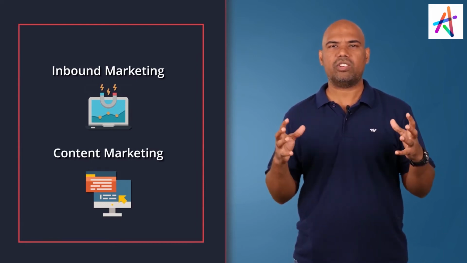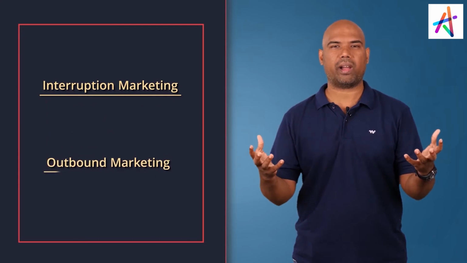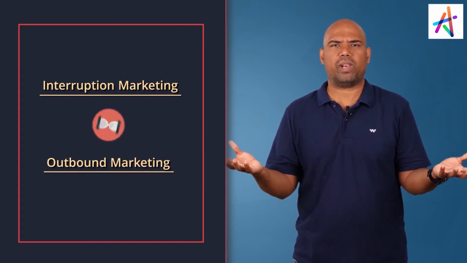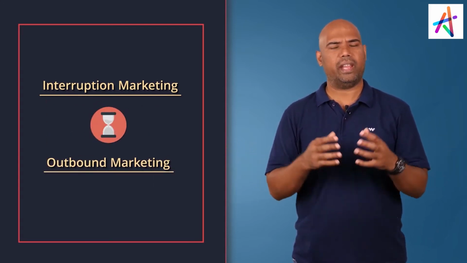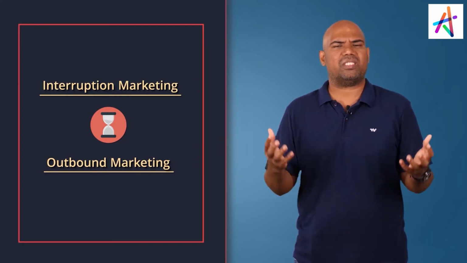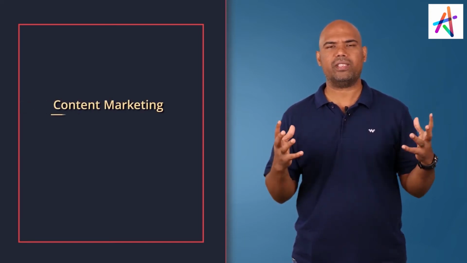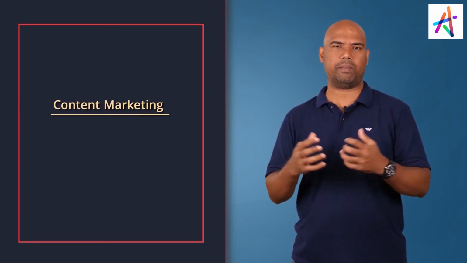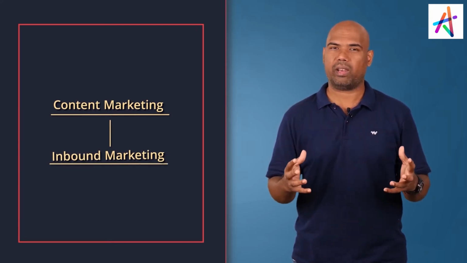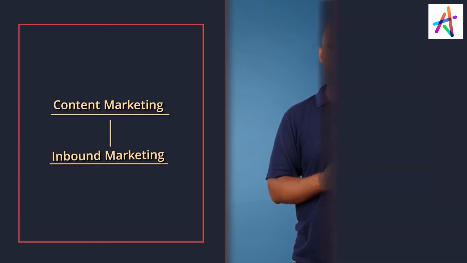Number one, interruption marketing or outbound marketing doesn't work as well as it used to in the past. It has its place, but it just doesn't work as well as it used to. Number two, like already mentioned, content is the heart of inbound marketing, and inbound marketing is very powerful.